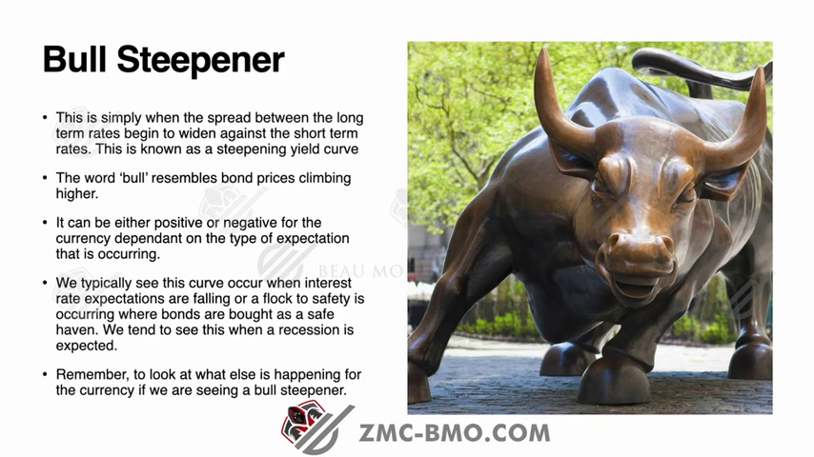Throughout this presentation, I'm always going to go back to: what is the data doing? It's about understanding why a bull steepener is occurring, why a bull flattener is occurring, and what the actual underlying reason is. Is that bullish for the currency, or is it bearish for the currency? That's something to know, and we'll look at an example now.